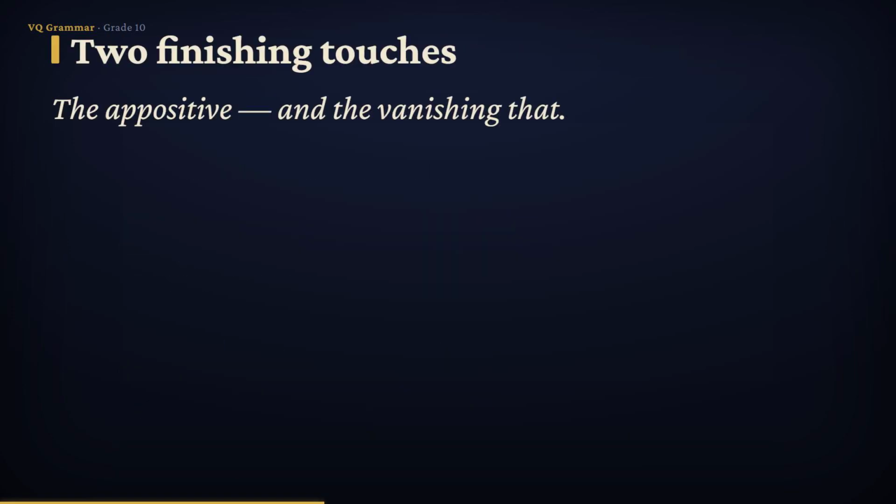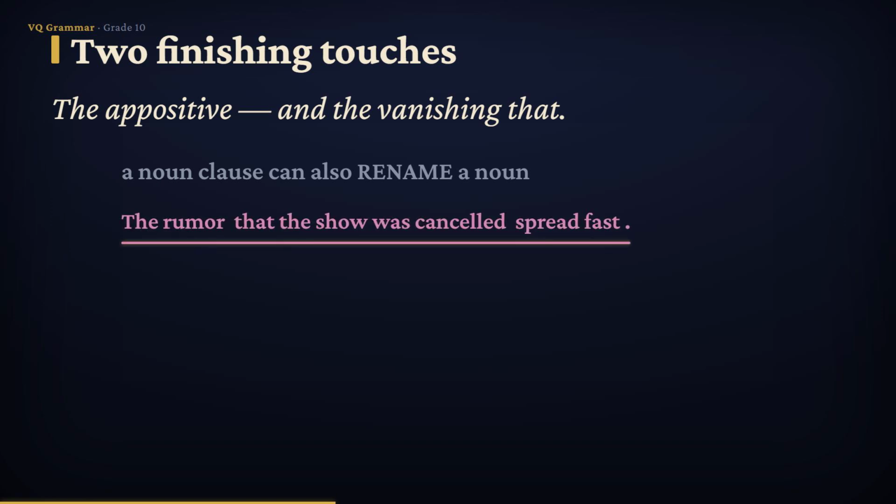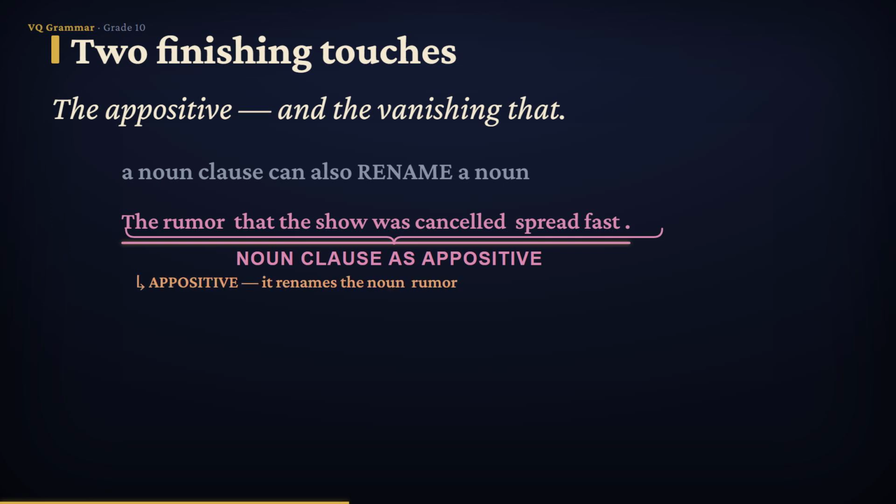2 finishing touches, and then we put it all together. First, a noun clause can also be an appositive. The rumor that the show was canceled spread fast. What rumor exactly? The clause tells you that the show was canceled. It sits right next to the noun, rumor, and renames it. That is an appositive at work.